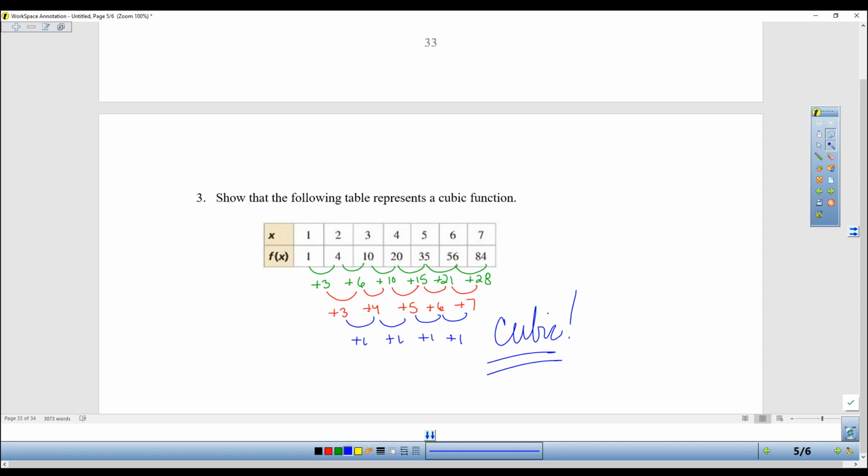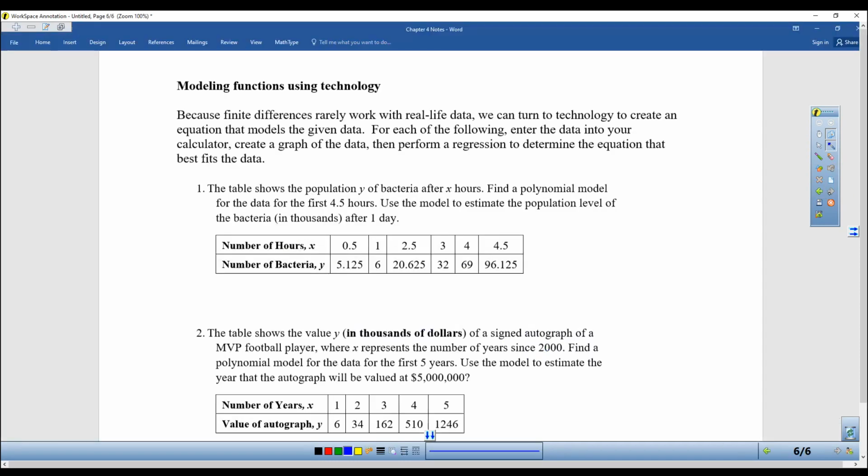So that's what we're going to do now, because the truth is, as cool as that is, finite differences rarely work with real life data. It might be close, but they're not necessarily perfect numbers. So we can turn to technology to create an equation that models the given data. For each of the following, enter the data into your calculator, create a graph of the data, then perform a regression to determine the equation that best fits the data. So we're going to switch to our graphing calculator as soon as I read this.